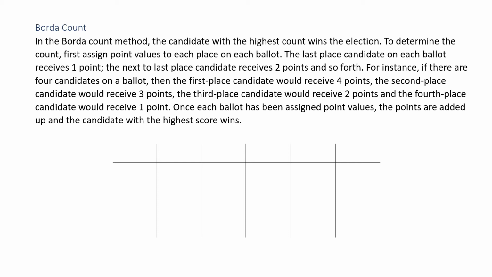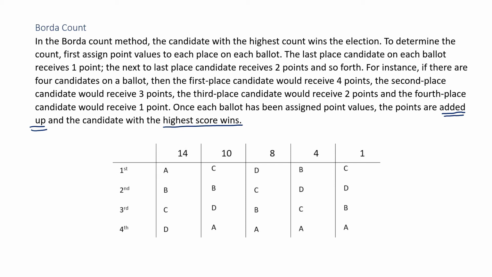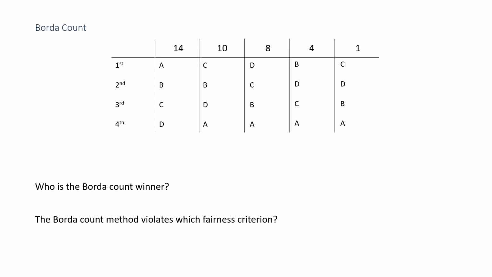Once each ballot has been assigned point values, the points are added up and the highest score wins. That means we need to start with the preference ballot. Let's assign the points. First place, you get 4 points. Second place, every time that happens, candidate gets 3. Third place, 2. And the fourth place gets 1 point. Now we multiply those points with the number of ballots. For example, let's look at the column B, D, C, A. There are 4 of those ballots.